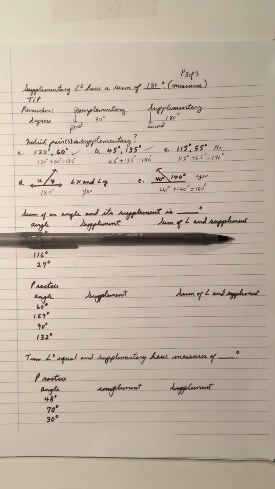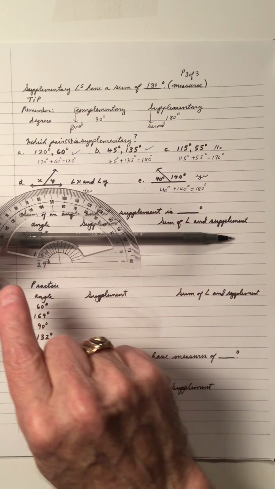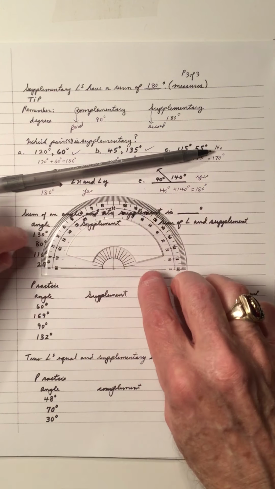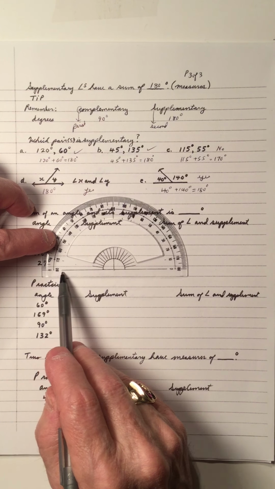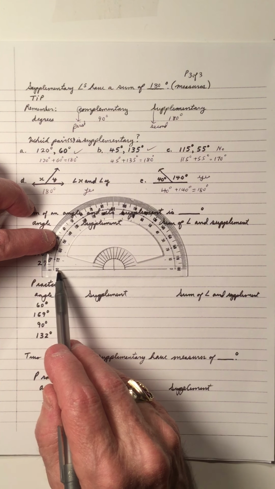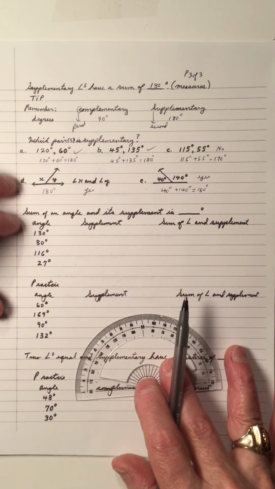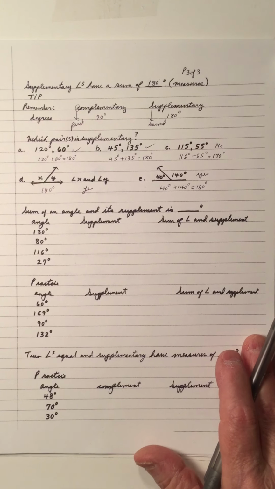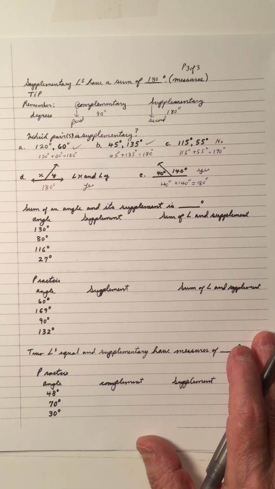If you take a protractor, which I have right here, and you go right straight across your protractor, like that, you have 180 degrees. So, if two angles add up to make a straight angle, then the two angles are supplementary.